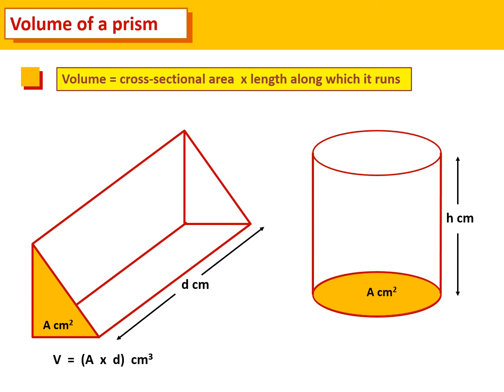For the cylinder, the cross-sectional area would be the area of the circle of the base, and therefore the volume of the cylinder would be the area of that circle multiplied by h, which is the height through which that circle runs.